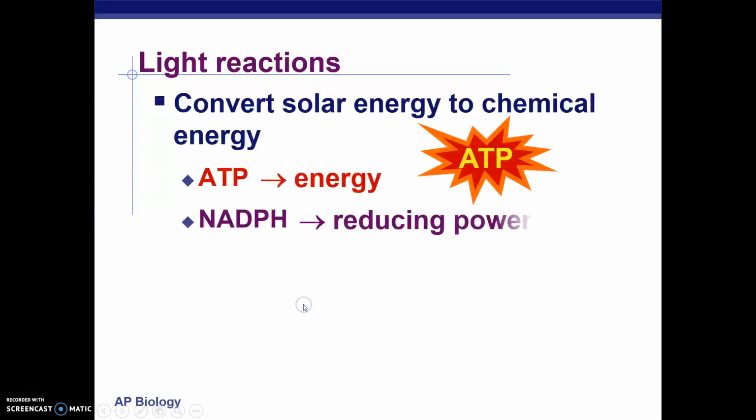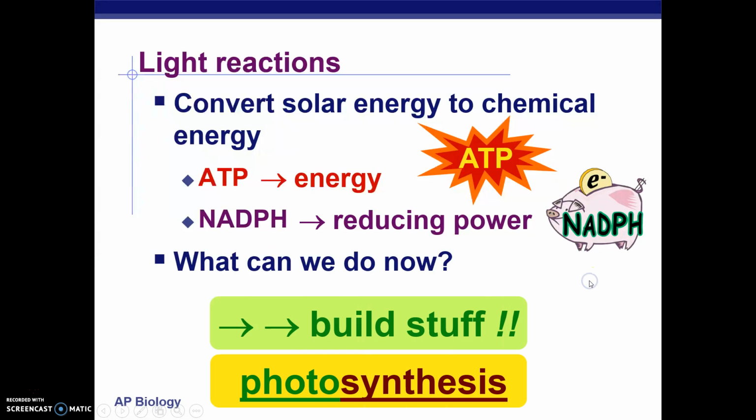In the light reactions, we saw how solar energy was converted into chemical energy, and there were two molecules. There was the energy molecule, which was ATP, and the electron carrier with the reducing power, NADPH. Now with those two molecules, we can build stuff. So we are going to look at how the synthesis part of photosynthesis will occur during the Calvin cycle.